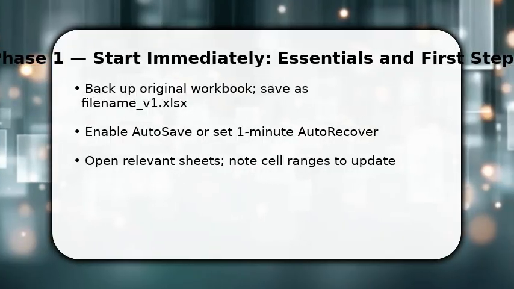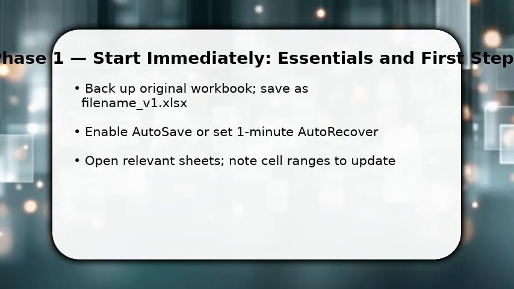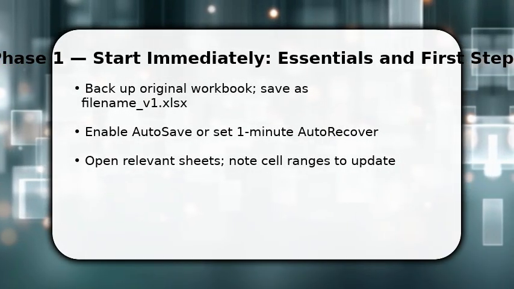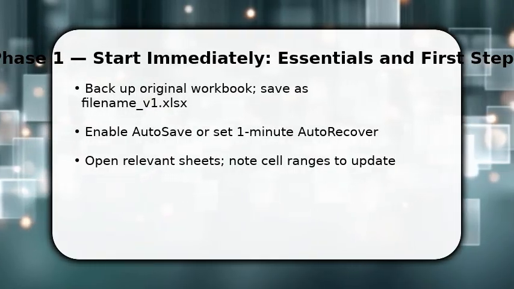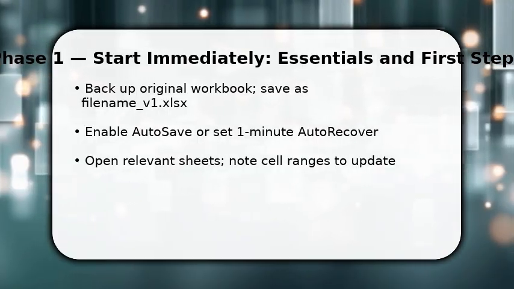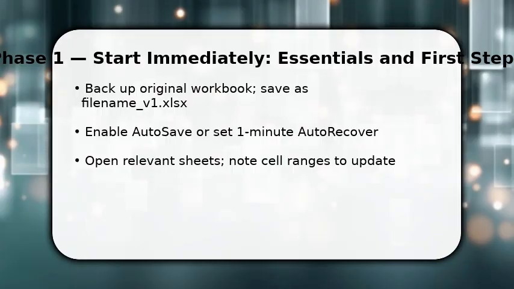You start by making a reliable copy. This prevents accidental loss. Open the workbook and enable auto-save or set auto-recover to 1 minute because you will iterate quickly. Once done, scan the workbook for the sheets and specific cell ranges you will change and jot them down.